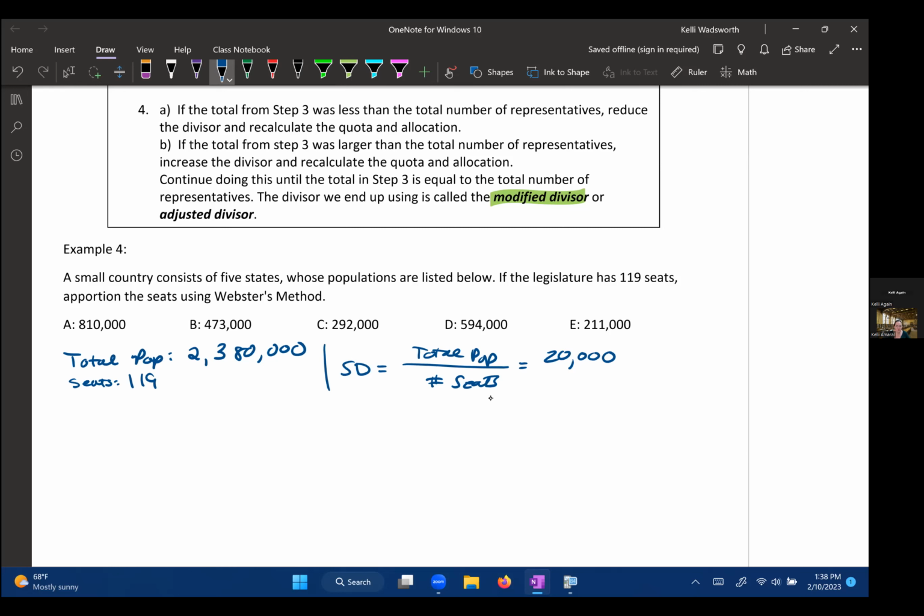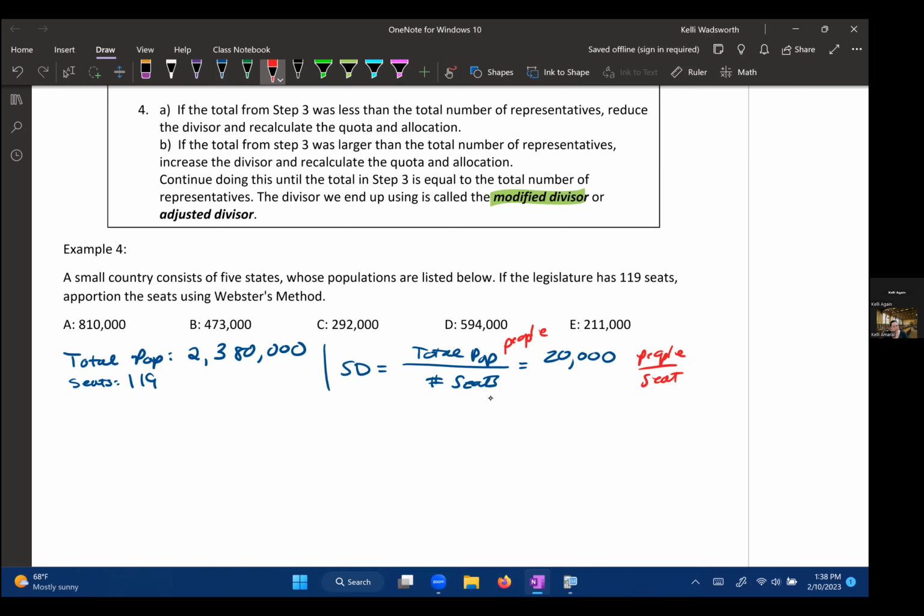So notice, if you want to think in terms of units here, total population is people, and then seats down here. So this 20,000 is actually in units. You could think about it as people per seat, and that's what the standard divisor is telling us. Given the population that we have and the number of seats we have to apportion, each seat should represent about 20,000 people.